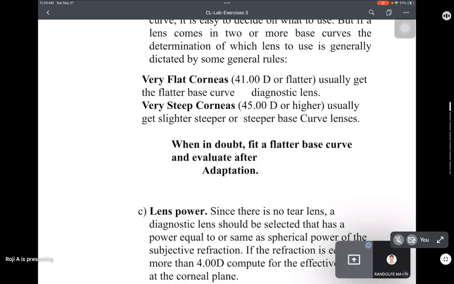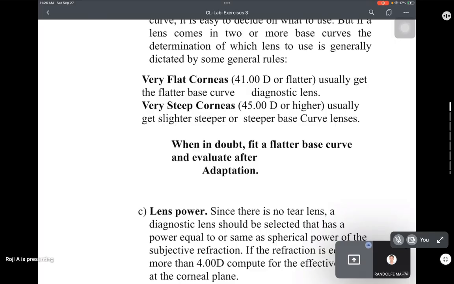Because if I am to choose between the flat and steep cornea, remember you have your horizontal and vertical, the flatter portion of the cornea. For example, I have 44 and 45, 180, 90. It means at 180 it's flattest. So I will use the 44 instead of 45, unless I want my fit to be steeper. Clear?